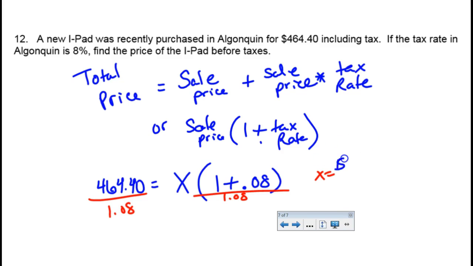Now, you want to stop and think to yourself, does that make sense? They were asking me for the price of the iPad before they tacked on all that tax. $430 was the sale price. That makes sense. All right.